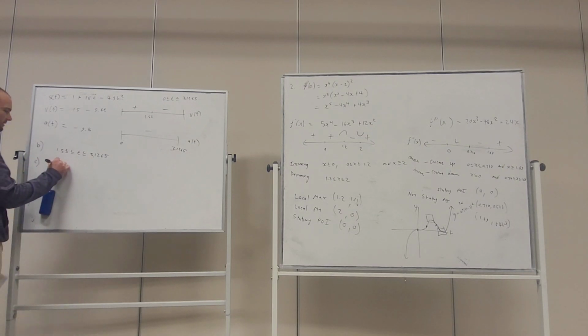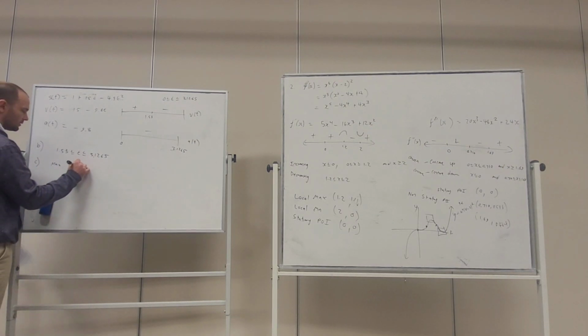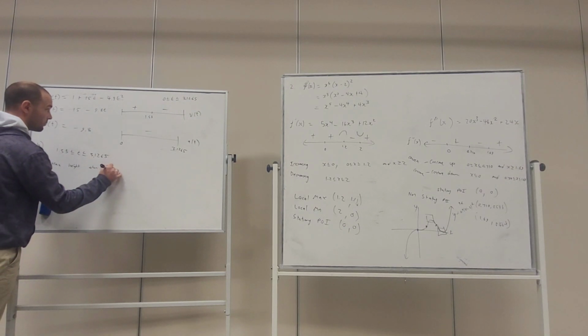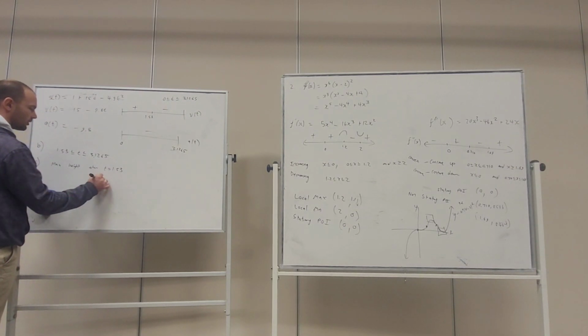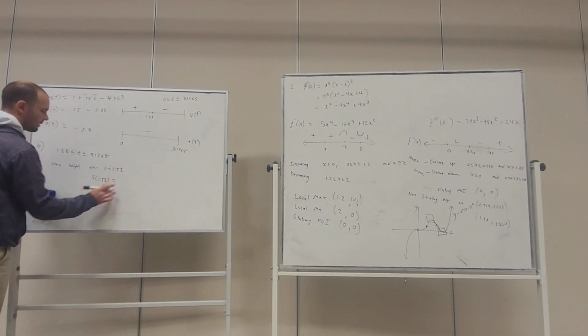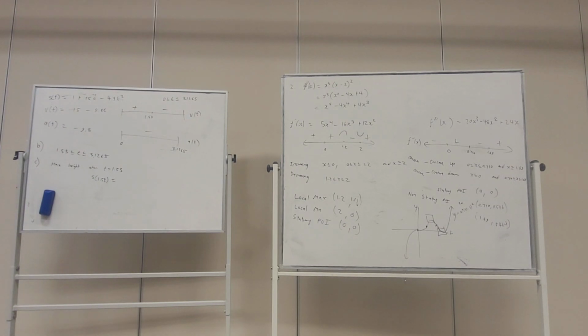So max height occurs when time is 1.53. And so we just want to know, well, what's the displacement when time is 1.53? So we'll just evaluate that. I wouldn't bother graphing it because we just have one calculation to do, just in one number.